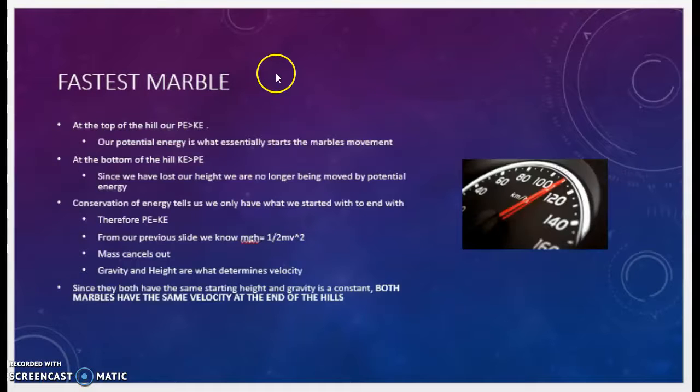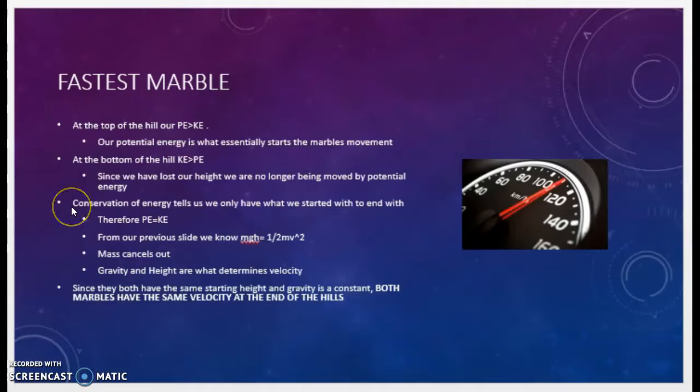To answer the question about which marble will be fastest at the end of its travel, we can look at the potential energy and kinetic energy at the beginning of the ramp and at the end of the ramp. At the beginning of the ramp, all we have is potential energy. We haven't moved forward, and therefore the height is what's going to give us possible movement. And then at the bottom of the ramp, we've lost our height, so we no longer have potential energy. All we have is kinetic energy because of the velocity that we've gained.